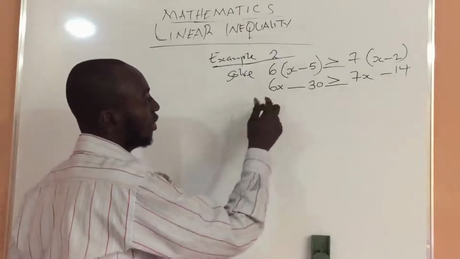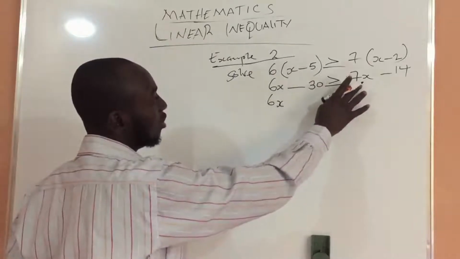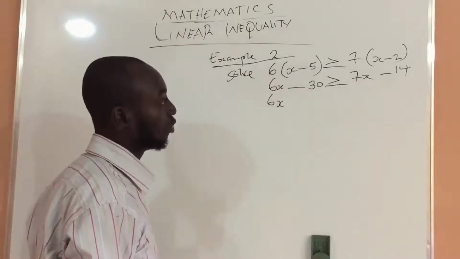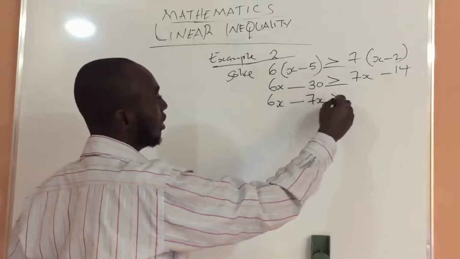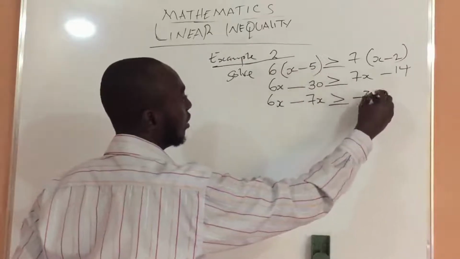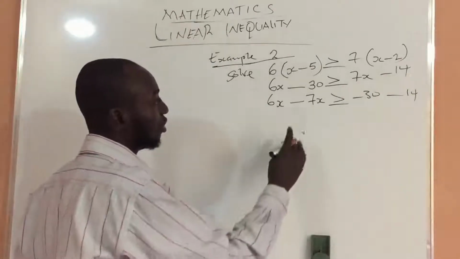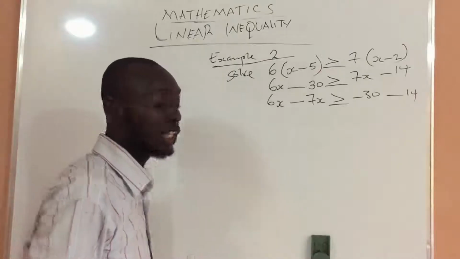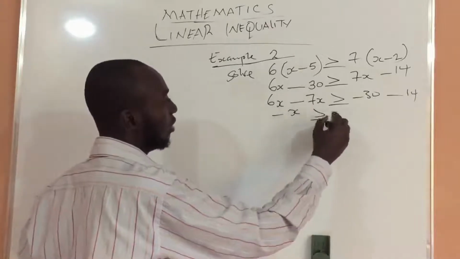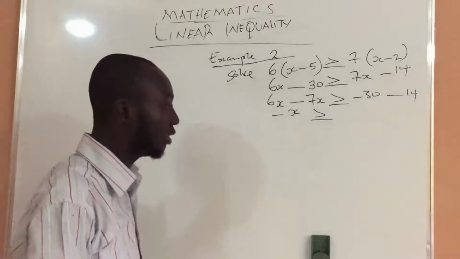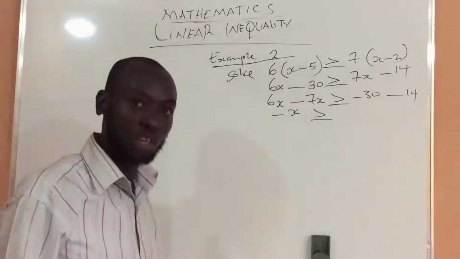So I'm going to collect like terms here. This is going to give us 6s. Now this 7s coming to the other side changes to minus 7s, and minus 30 going to the other side gives us minus 14. So 6s minus 7s gives us minus s, and this is less than or equals to minus 30 minus 14. I'm going to add 30 plus 14 together, which gives us 44.